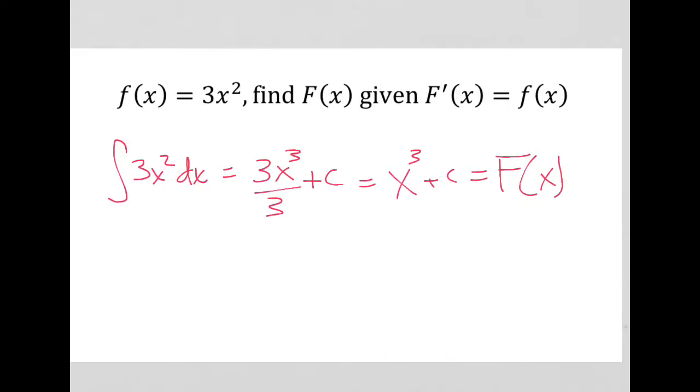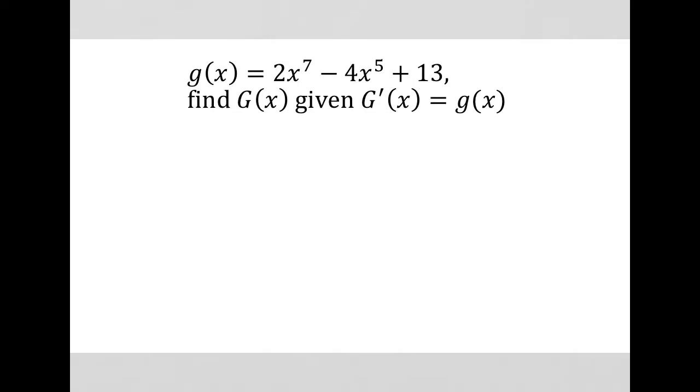So that's the basic idea. We're going to look at a few problems that get slightly more complicated than that, but they're all going to use that same idea. Add 1 to the exponent and then divide by the new exponent. So now we're looking at the integral of 2x to the 7th minus 4x to the 5th plus 13. We are integrating that with respect to x. Notice how I put it in parentheses because it's more than just one term.